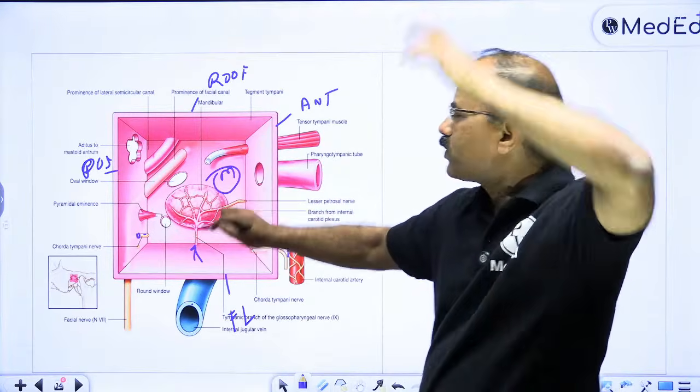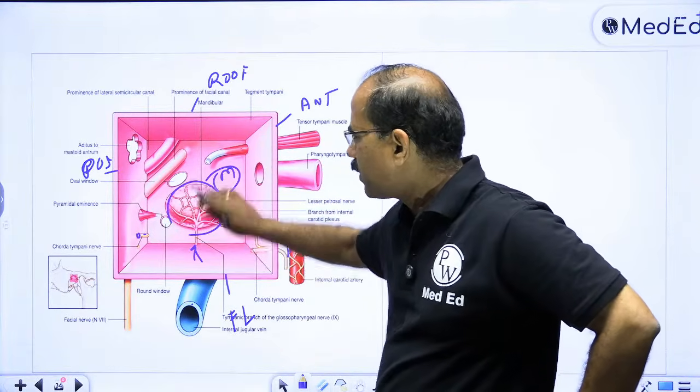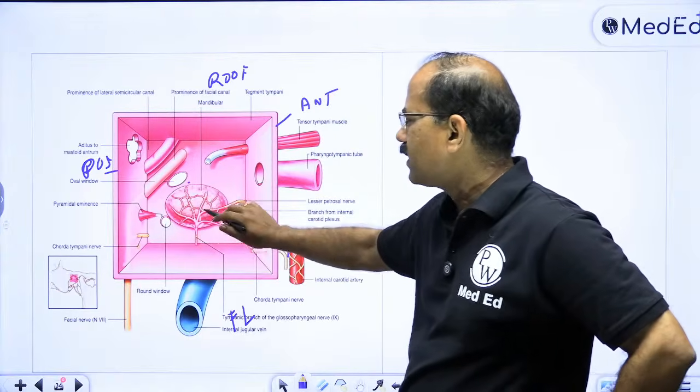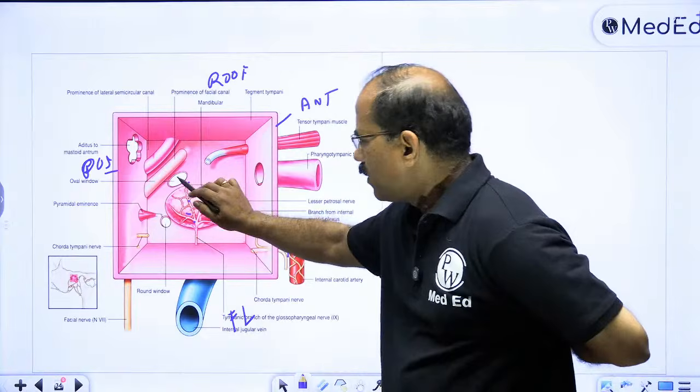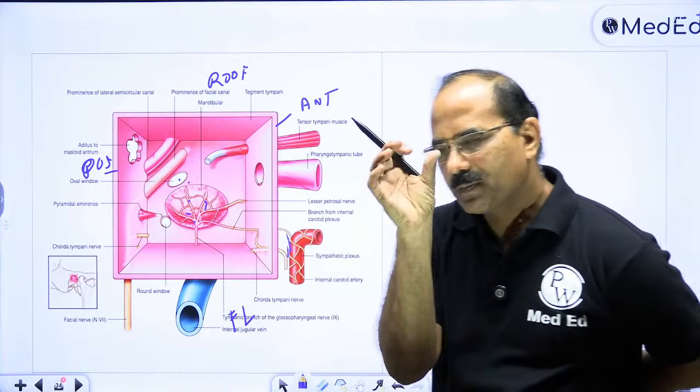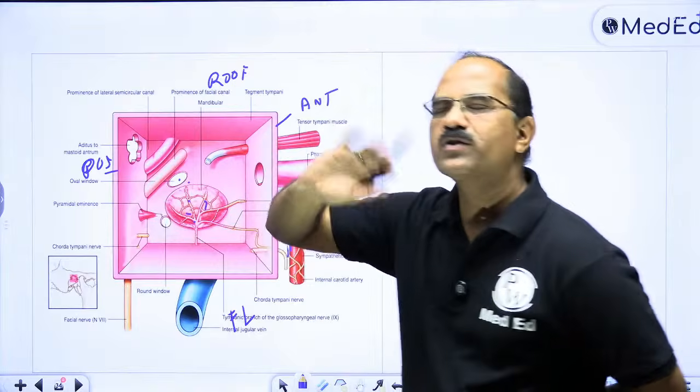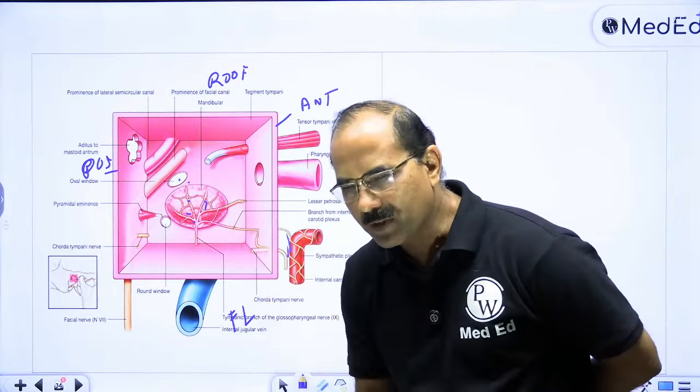The medial wall shows an elevation. इसका नाम है promontory. What is this? Promontory. And ये promontory के ऊपर is the tympanic plexus. Oval window which is closed by footplate of stapes. The round window which is closed by secondary tympanic membrane.